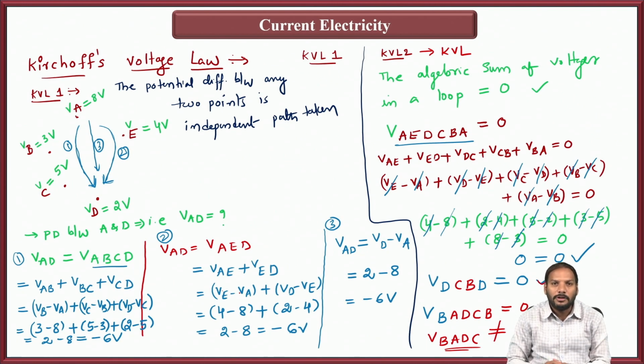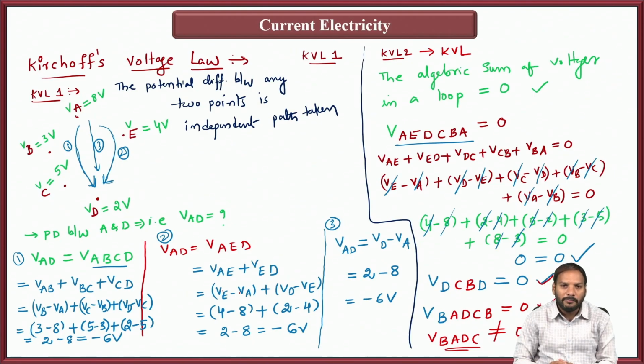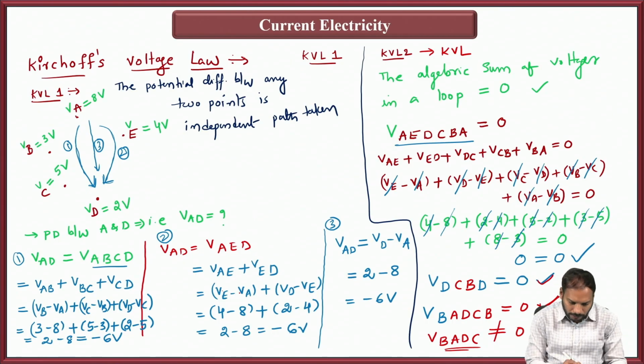One is Kirchhoff's voltage law 1, whereas the other is Kirchhoff's voltage law 2. Kirchhoff's voltage law 1 says the potential difference between any two points is independent of the path taken. Kirchhoff's voltage law 2 says the algebraic sum of voltages in a loop is exactly equal to 0. I explained this only by taking individual points and the potentials at those points.